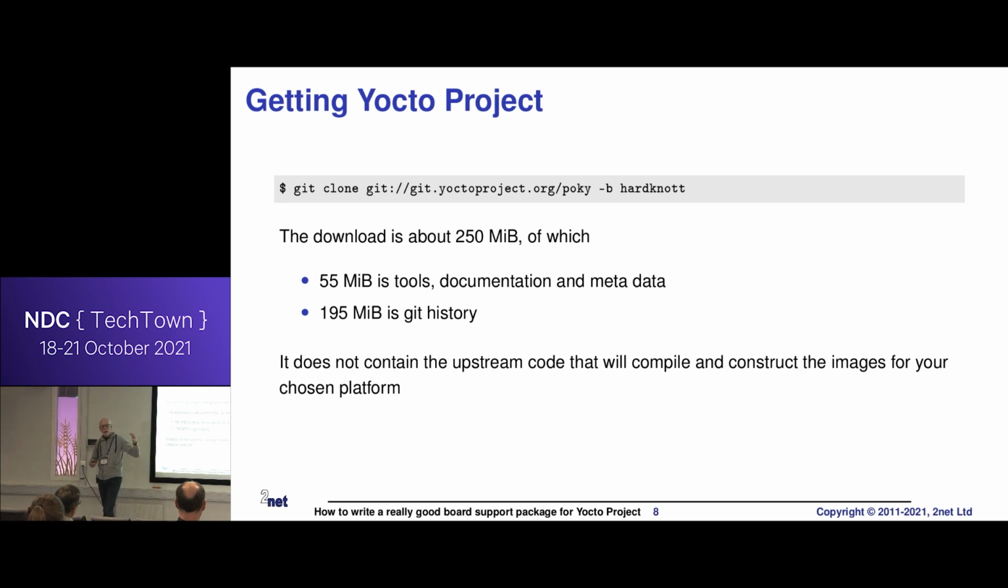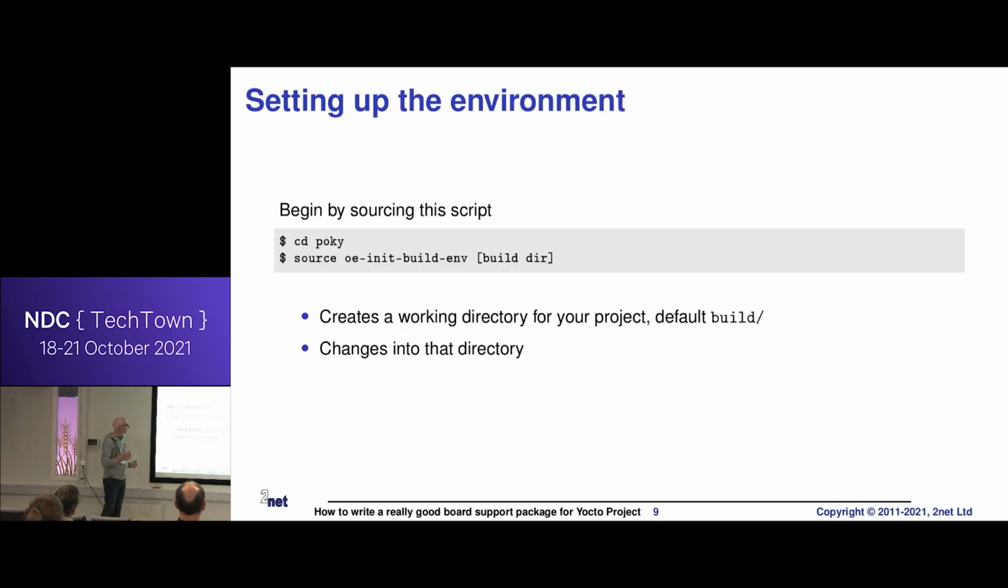Why so small? That's because what you've downloaded is just the metadata, the recipes. You don't download the code at this point. It's only when you do the build that it downloads the code for the packages that you want. So after you've done the git clone, it will, by default, clone into a directory called Pocky. Again, there's reasons why it's called Pocky, which I really don't go into just now. It just is.